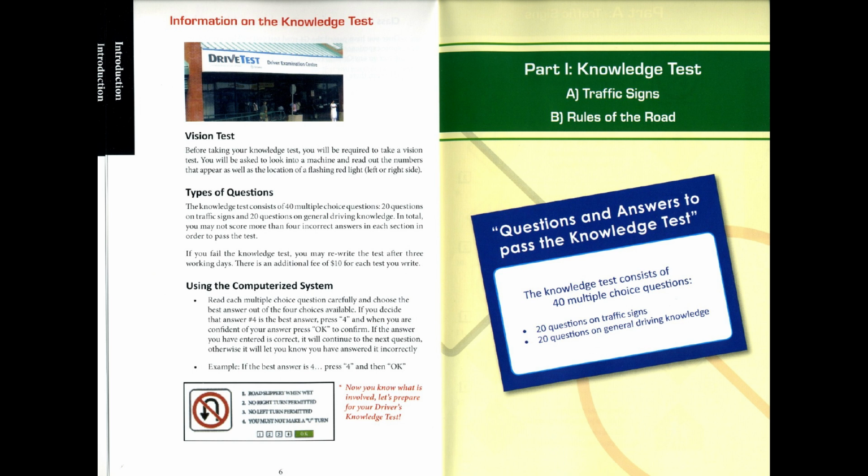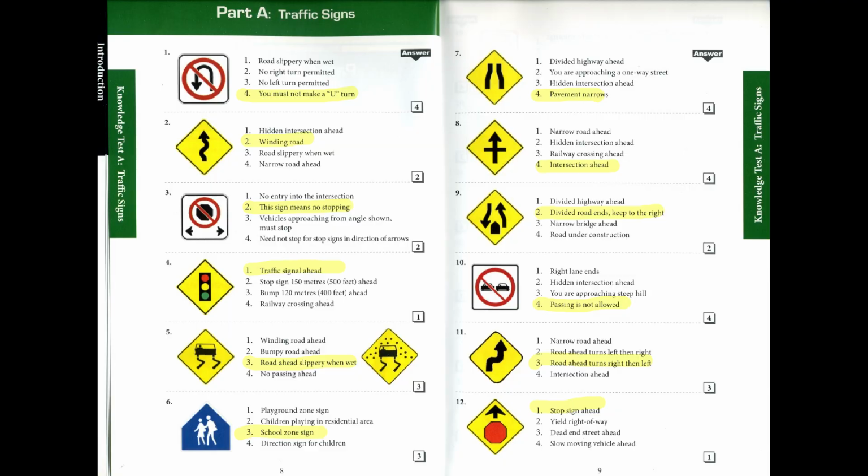Types of questions. The knowledge test consists of 40 multiple-choice questions, 20 questions on traffic signs and 20 questions on general driving knowledge. In total, you may not score more than 4 incorrect answers in each section in order to pass the test. Part A, Traffic Signs.